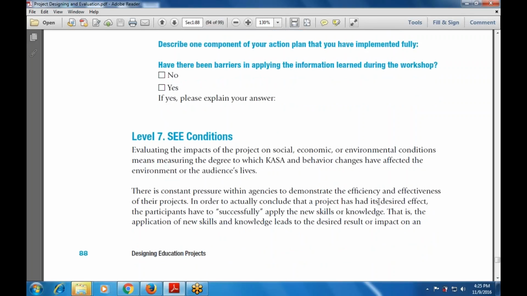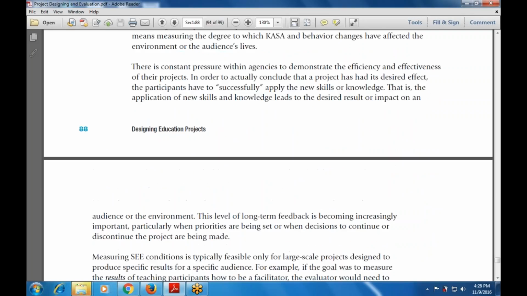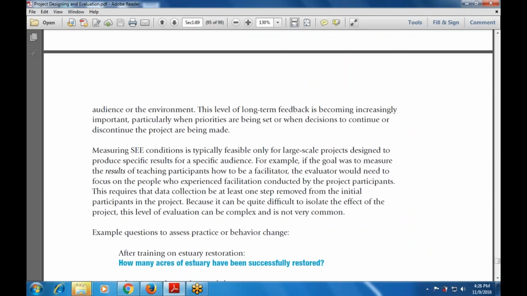And that is used to demonstrate the efficiency and the effectiveness of the project, and that is also conducted with the desired effect. Participants have to successfully apply the new skills and the new knowledge, leading to new desired outcomes, new results, and new impact on the audience or the environment.